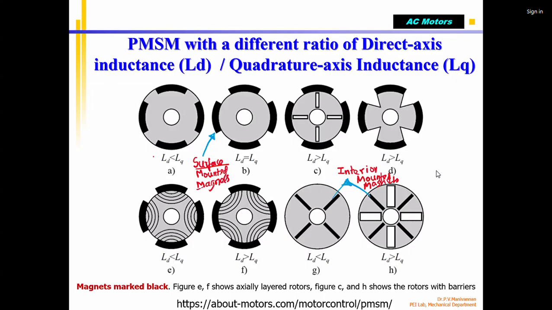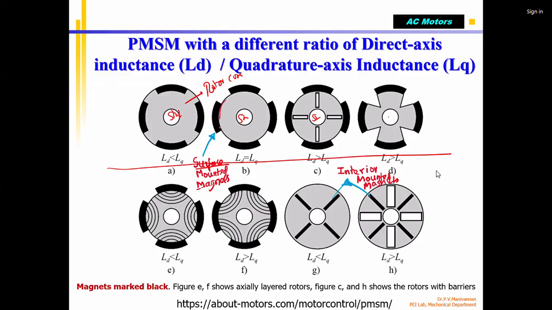The first top row is called surface mounted. You can see that this is the motor shaft. The white color is the shaft. There are four different types of surface mounted rotors, and this is the rotor core. The light gray is the rotor core, white is the motor shaft, and the black is the magnets. You can see that there are four magnets mounted on the surface.